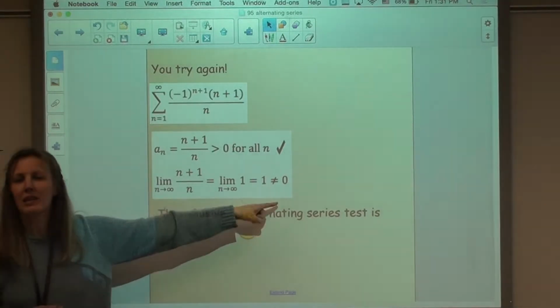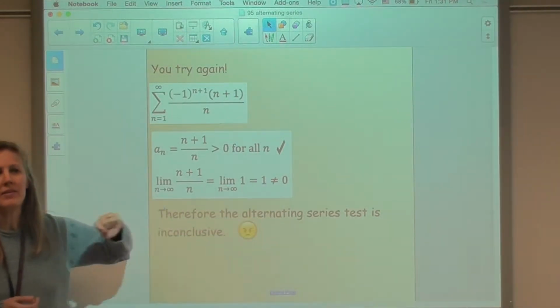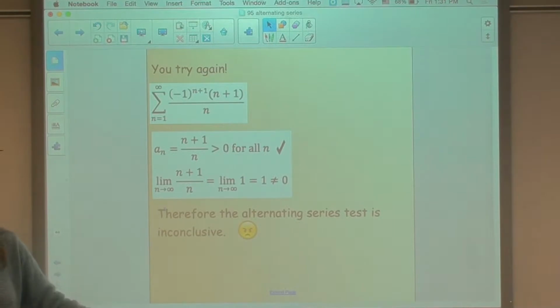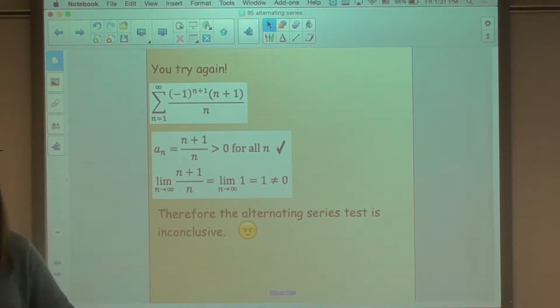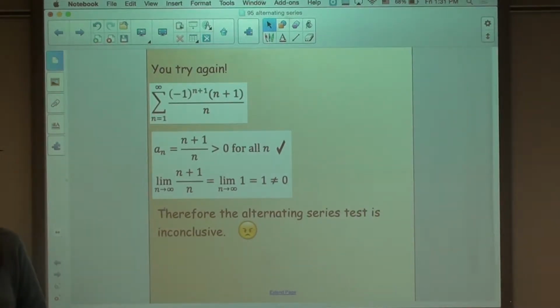What I tell you? When the limit is not 0, that does not mean the function diverges necessarily. It just means that the alternating series test is inconclusive. The alternating series test only works to prove convergence. It doesn't work to prove divergence, just like the nth term test only works to prove divergence, but not convergence.